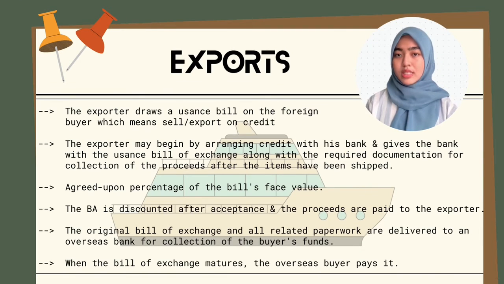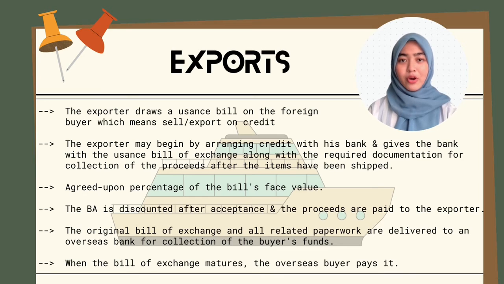For exports, banker's acceptance may be drawn only when the exporter draws a usance bill on the foreign buyer, which means sale or export on credit. The exporter may begin by arranging credit with his bank. The exporter gives the bank the usance bill of exchange along with the required documentation for collection of the proceeds after the items have been shipped.